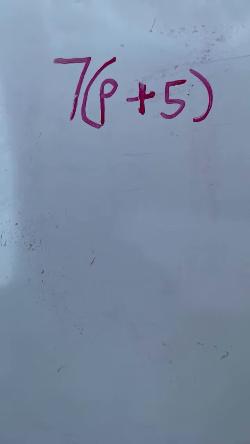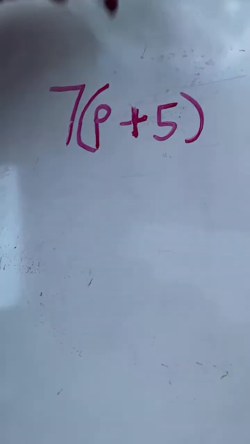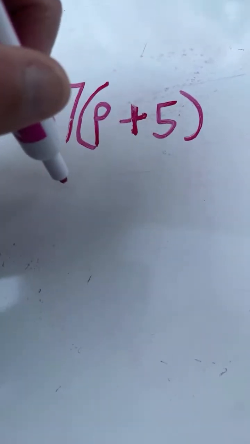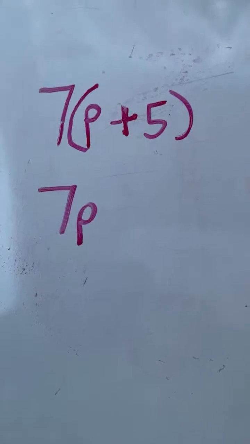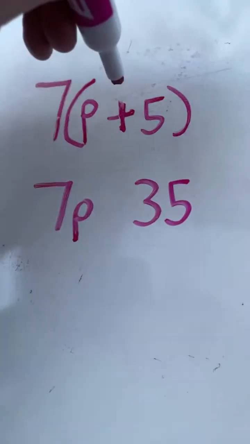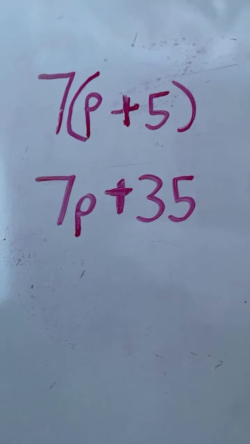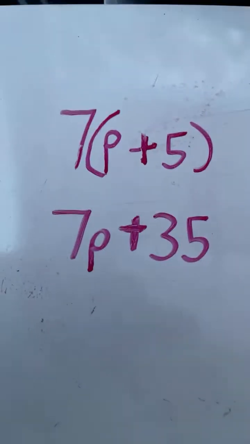So we have 7, and then in the parentheses we have p plus 5. For those of you that are new to the chat, the parentheses when next to a number acts as a multiplication sign. So step 1, we multiply 7 times p. 7 times p equals 7p. Step 2, we multiply 7 times 5. 7 times 5 equals 35. Because we have a plus sign in the parentheses, we're going to have a plus sign in our simplified answer. So this numerical expression can be simplified to 7p plus 35. All right. Next numerical expression.